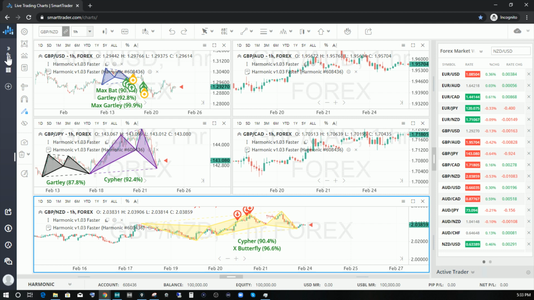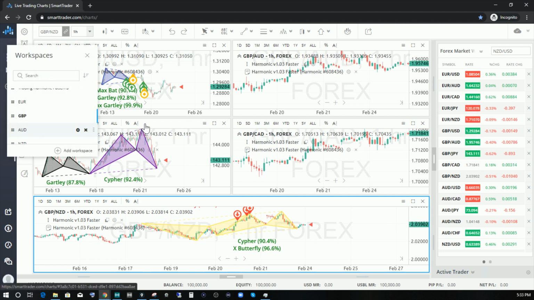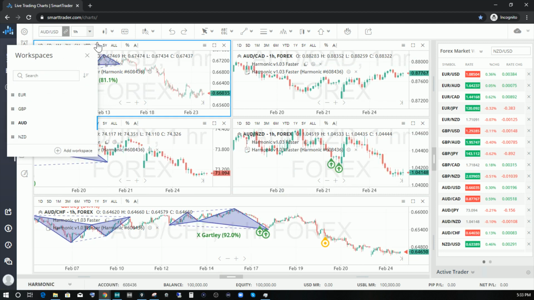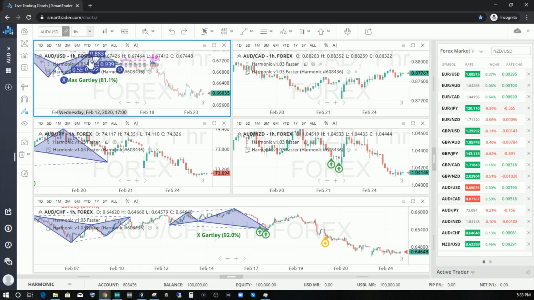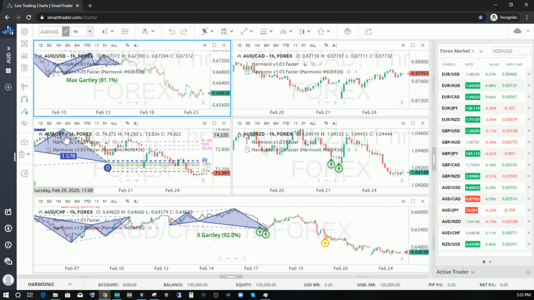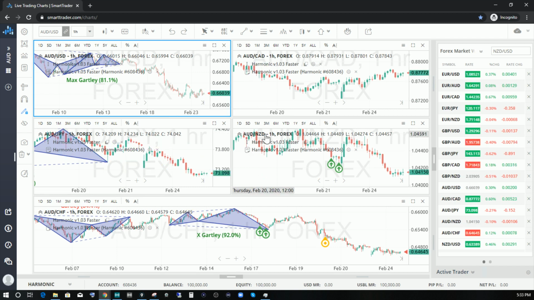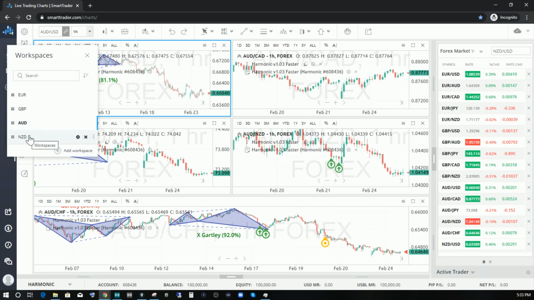We went ahead and actually set up the Aussie. Here's the Aussie workspace right here. And you'll see on the Aussie workspace we have 5 currency pairs we're focusing on. We've got Aussie US dollar, Aussie CAD, Aussie JPY, Aussie New Zealand dollar, and then Aussie Swiss franc. And each one of these systems that we're running is based off our directional bias. All right, and our directional bias is, once again, let's go to the Aussie US dollar first. Take a look at the Aussie US dollar.